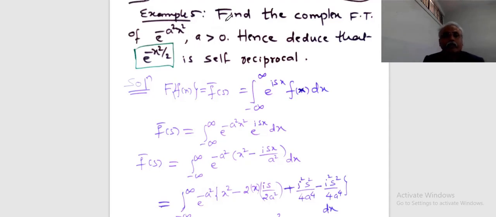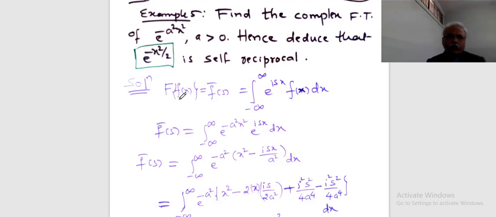Find the complex Fourier transform of this. Also deduce that this becomes self-reciprocal. Let us go on doing the example and see what the meaning of self-reciprocal is. There are one or two self-reciprocal examples from the examination point of view. Dear students, these are very important examples. You have to go on repeating these examples. Similar types of examples are always asked.